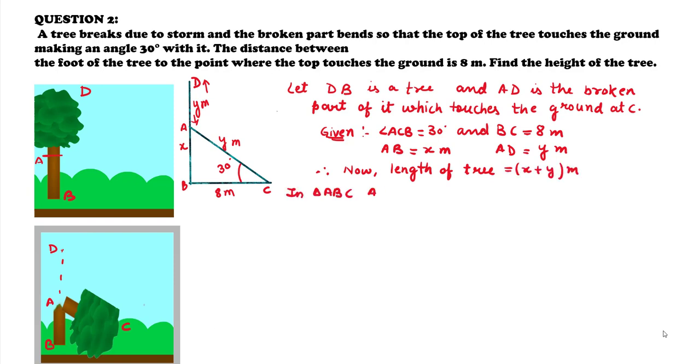So in triangle ABC, AB upon BC is equal to tan 30. That implies X by 8 is equal to 1 by root 3. That implies X is equal to 8 upon root 3. This is equation 1.